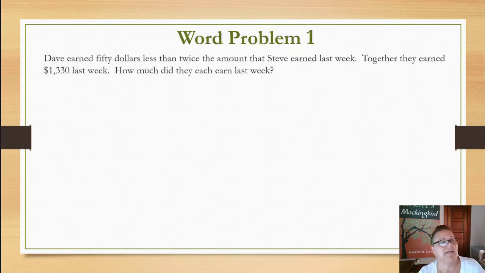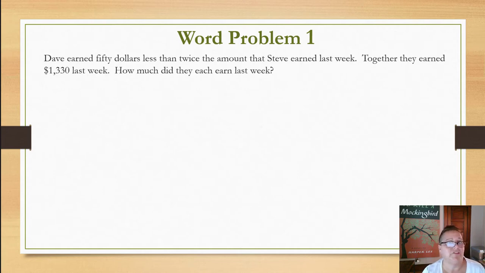All right, here's our very first word problem. Dave earns $50 less than twice the amount that Steve earned last week. Together, they earned $1,330 last week. How much did each of them earn last week? So, if you need to, take a moment and read it again.